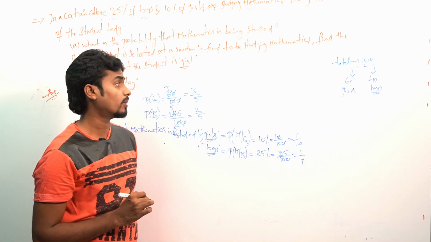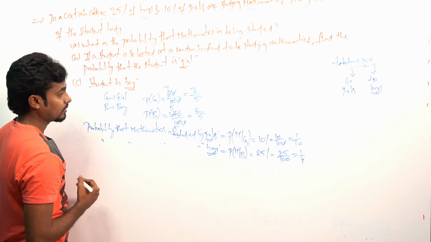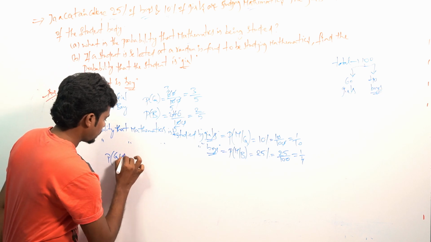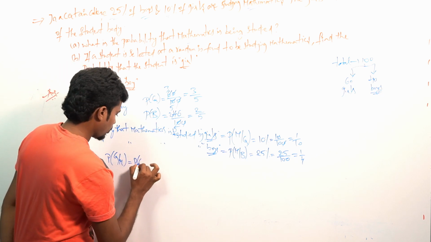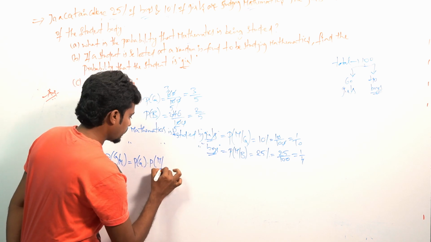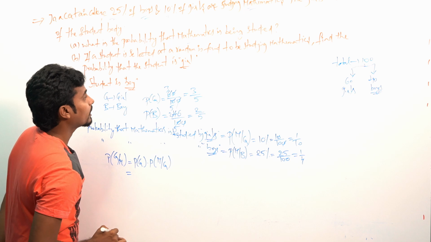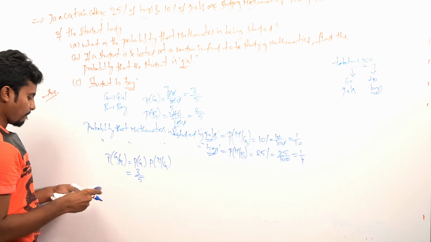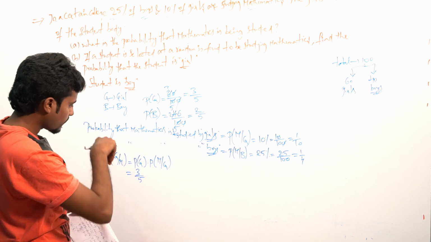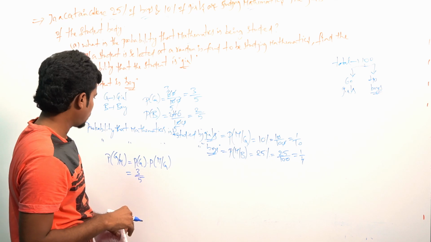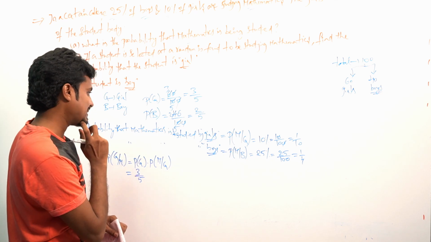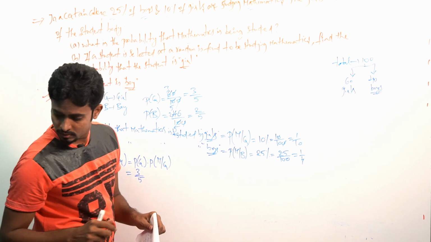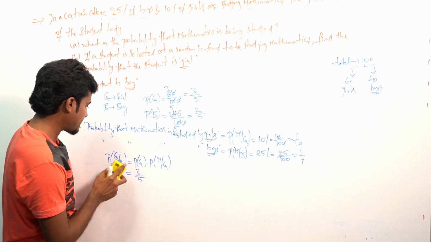Now we have to apply the formula. So if I take P of G divided by M, this will be P of G into P of M divided by G. What will happen? This will be 3 divided by 5. So not like that. If I apply it for the whole of mathematics, what will happen? This will be somewhat lengthy.